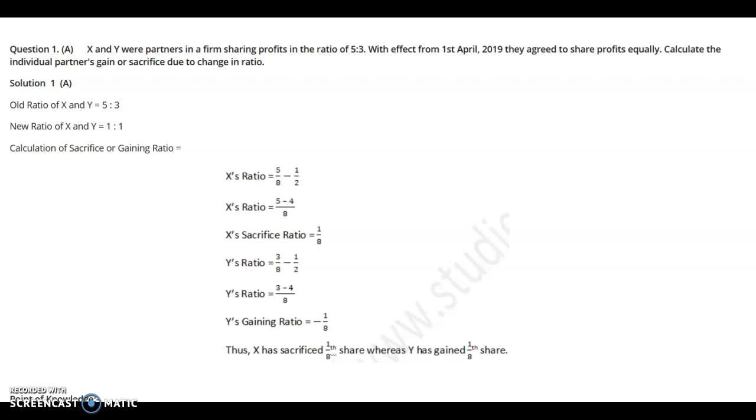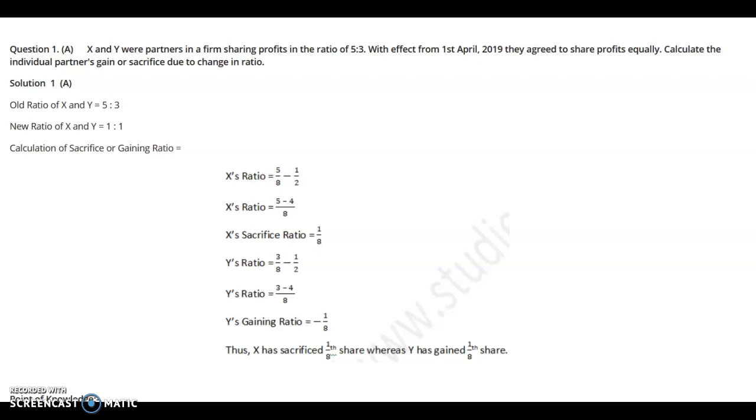Dear students, first of all, we have to understand what we mean by this ratio 5:3. X and Y were partners in a firm sharing profits in the ratio 5:3, which means that X's share is 5/8 and Y's share is 3/8. We can also write it this way, 5/8 and 3/8. This is their existing ratio.